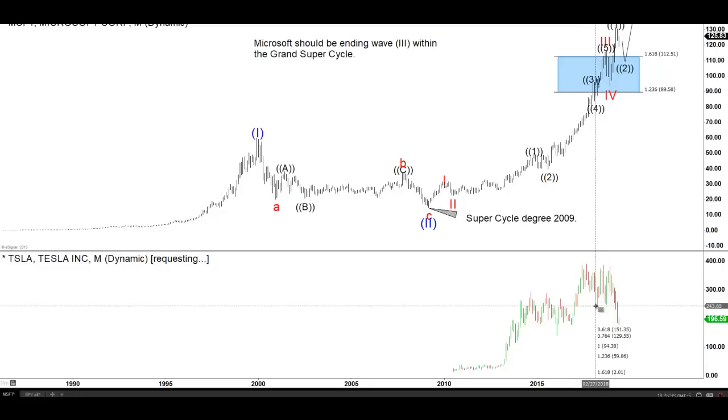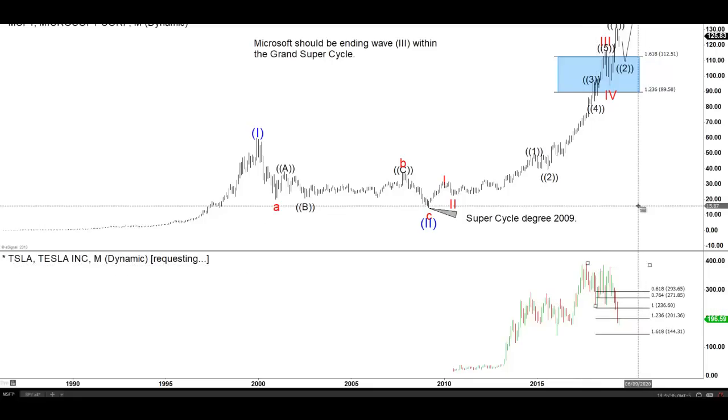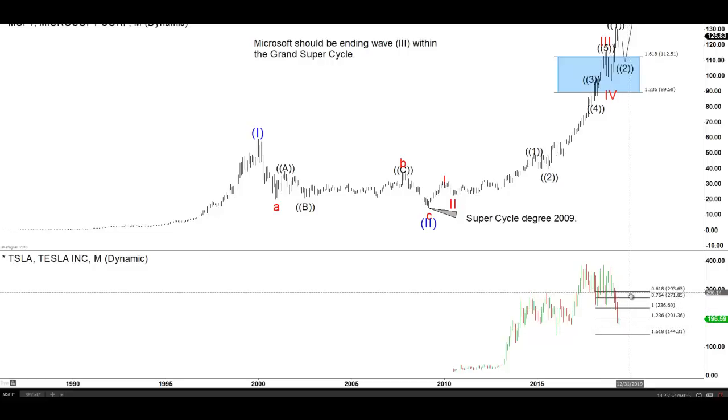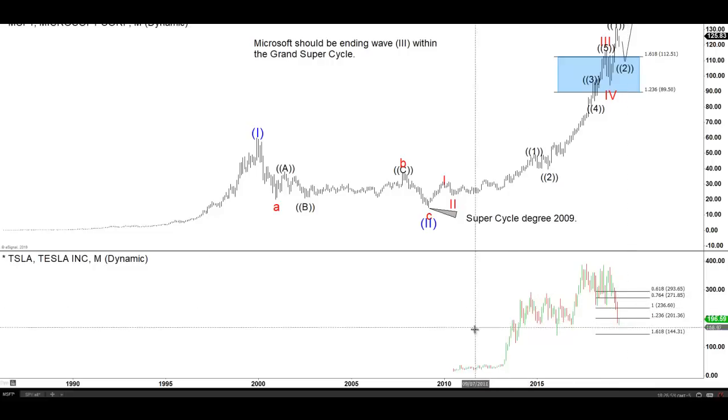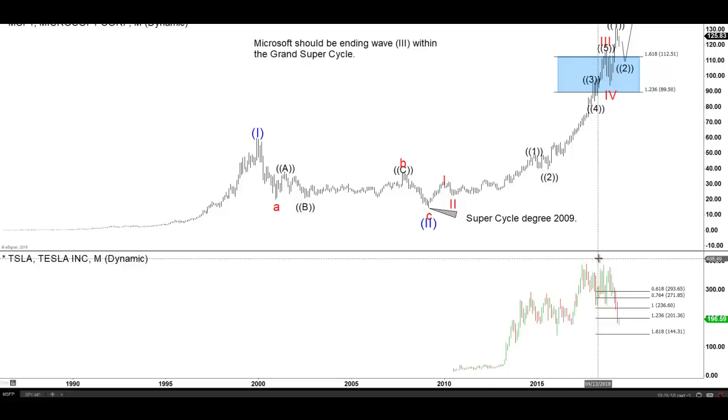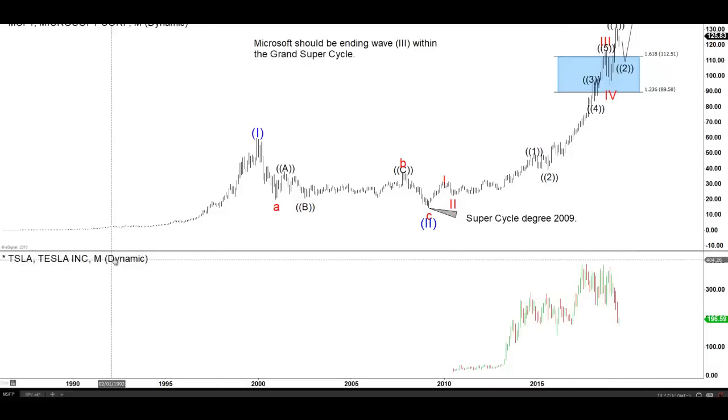Tesla is trading within an extension. In other words, it's trading within areas in which a bounce will take place. Look at the beginning of the cycle here. Look how they trade together into the highest. So I'm expecting Tesla to bounce.